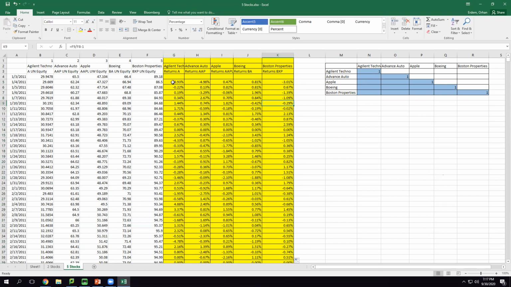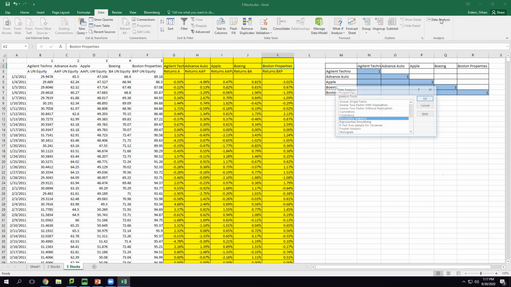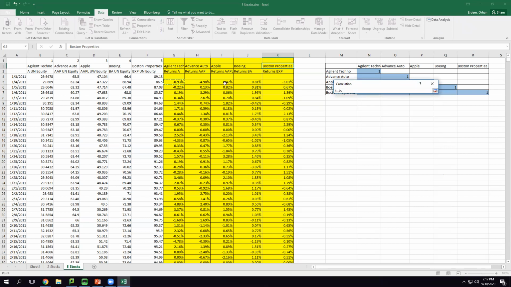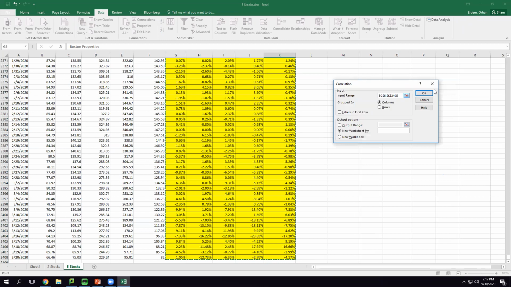Okay, fine. So I calculated the returns of 5 stocks. We have Agilent Technologies here, Advance Auto here, Apple, Boeing, and Boston Properties. I'm going to use this data analysis tool. There's correlation here, so I include correlation. I'm going to select all of these 5 stocks and calculate the pairwise correlation.